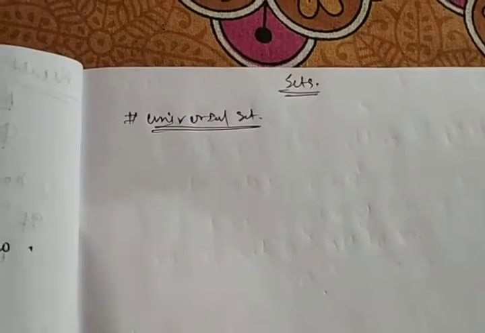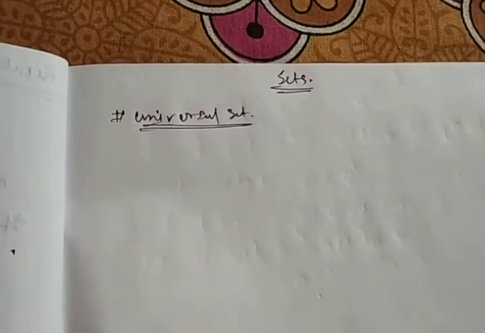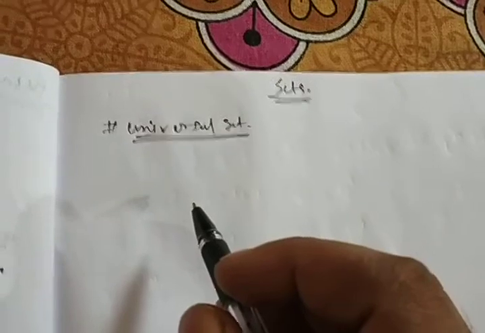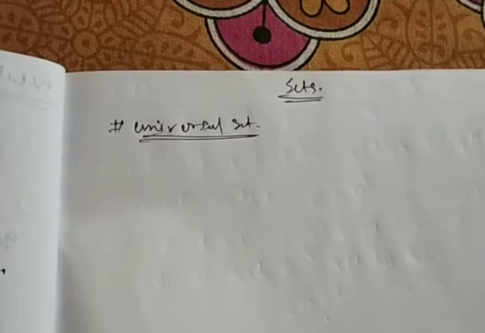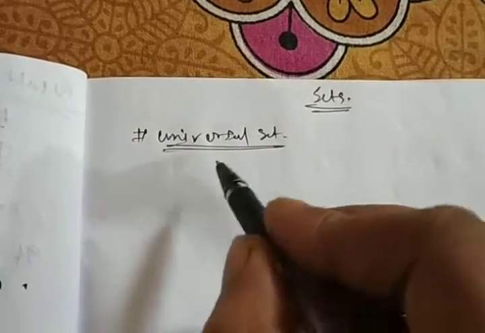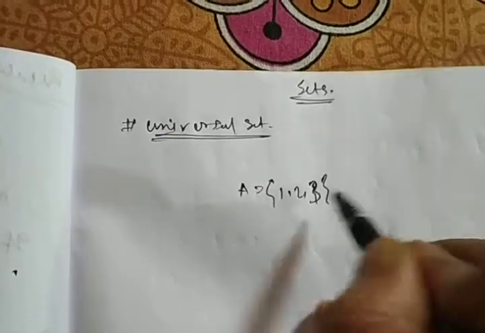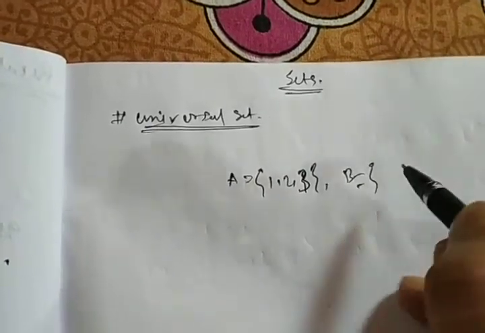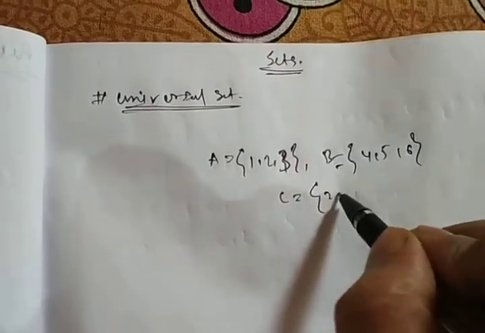That means when we try to solve an exam question or give an example of some sets, the elements of the given sets come from some set which is fixed. For every question there will be a fixed set which will be known as the universal set. As an example, let A be the set {1, 2, 3}, B be the set {4, 5, 6} and C be the set {2, 3, 4}.